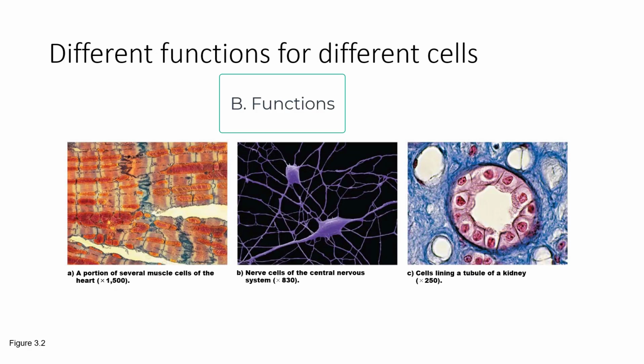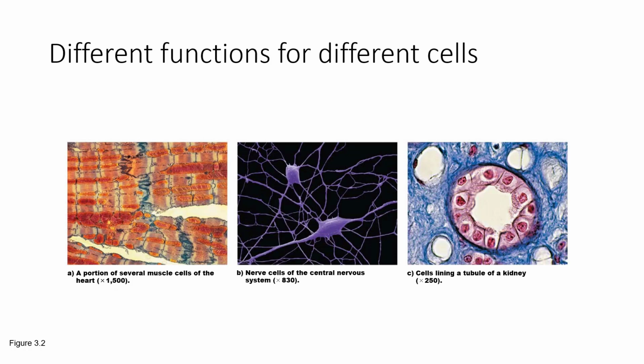So we have here muscle cells. Muscle cells have a lot of cytoskeleton, and muscle cells can contract. Nerve cells have extensions on them and things called axons and dendrites, which allow them to transmit electrical impulses. We also have cells lining the tubule of a kidney, endothelial cells, as we'll cover later, and these allow the exchange of things in one direction. So these different functions of cells are one reason it is important to have many different cells.